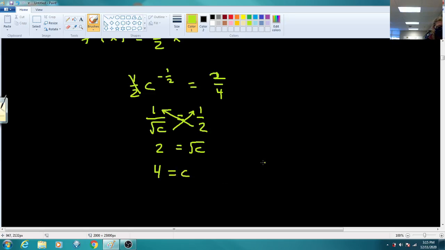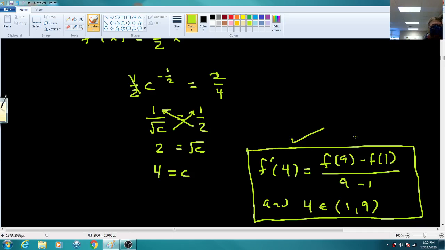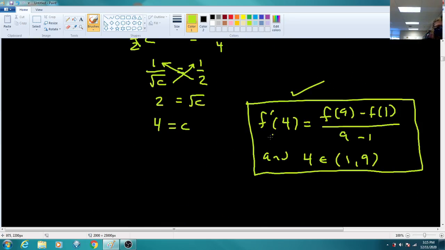So f prime of 4 equals f of 9 minus f of 1, all that over 9 minus 1, and 4 is an element of the open interval 1 up to 9 like we wanted. And so we've done work here to show that yes, the mean value theorem is verified for that scenario, where we're looking between 1 and 9 with f of x equaling the square root function. There does exist some c, particularly c is 4, where the first derivative evaluated at 4 will make everything work out.